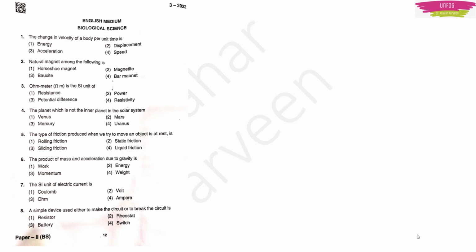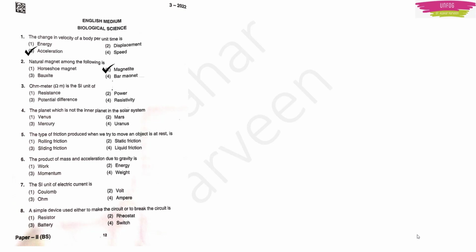So the first question of the GPSTR 2022 biological science is: the change in velocity of a body per unit time is. So the change in velocity of a body per unit time will be acceleration. Then, the natural magnet among the following is. The natural magnet will be magnetite.